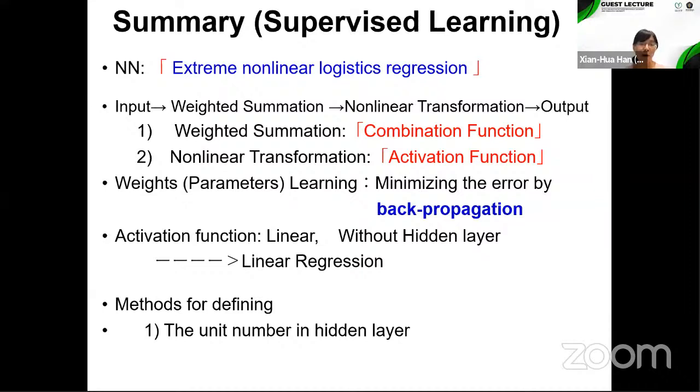There are a lot of activation functions, linear and nonlinear. If we only use linear functions in our neural network, it can be considered as a combination of linear regression problems. We can also regularize our neural network and set some hyperparameters according to our experience and the experiment results. So that's all. Thank you.